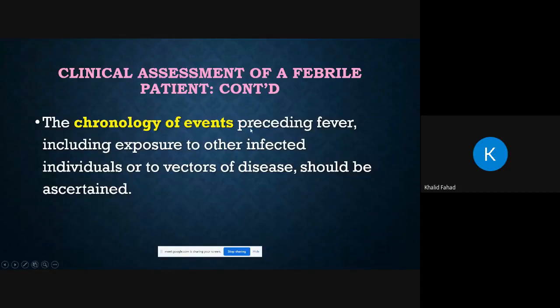Or exposure to vectors of disease, for example, travel to an endemic area for malaria, for example, India. If a patient presents with fever and we don't take the travel history properly, we may miss malaria if they have traveled to an endemic area. So you have to be aware of the potential exposure and the chronology of events that precede the fever, for example, exposure to a sick patient or to an endemic area where these diseases are prevalent. It will facilitate reaching the underlying diagnosis of fever.